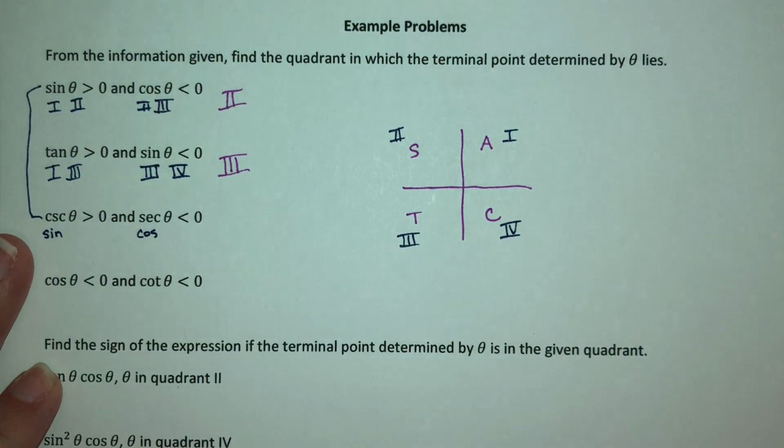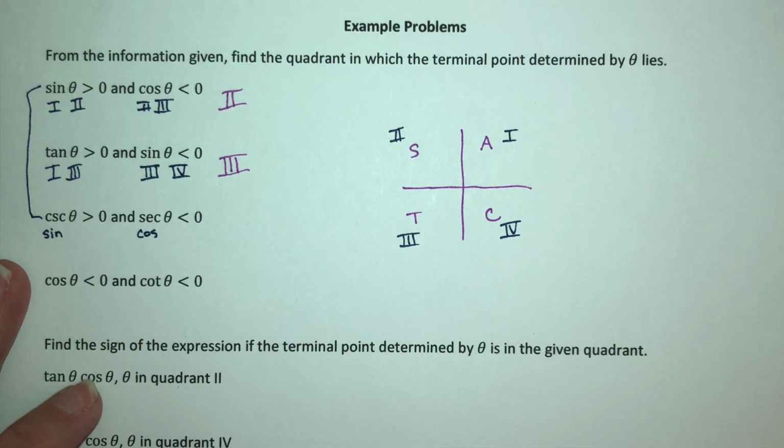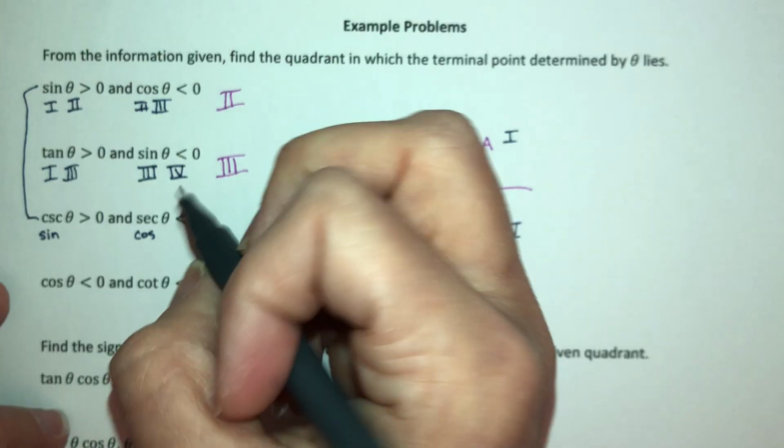These two problems are the same. They're just written in terms of the reciprocal function. So where does this happen? It happens in quadrant 2.